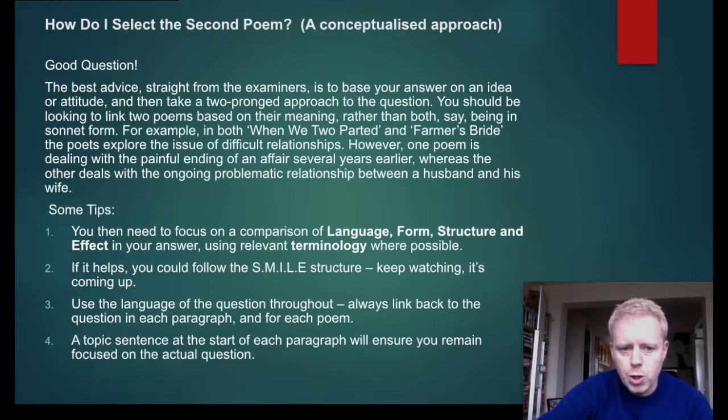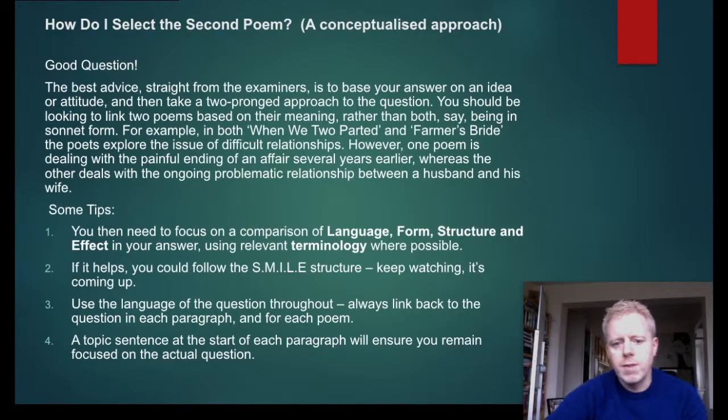So you should be looking to link two poems based on their meaning rather than both, say, being in sonnet form. So for example, with this question in mind, in both When We Two Parted and Farmer's Bride, the poets explore the issue of difficult relationships. However, one poem is dealing with the painful ending of an affair several years earlier, whereas the other deals with the ongoing problematic relationship between a husband and his wife.